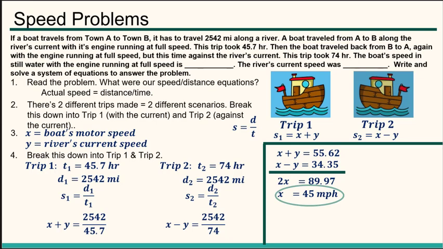Nice. If I want to get what the river's current speed was, take one of those two equations. I like the top one. 45 plus y equals 55.62. The river's current speed is 10.62 miles per hour. These numbers make sense. I'm happy. And there you have it.